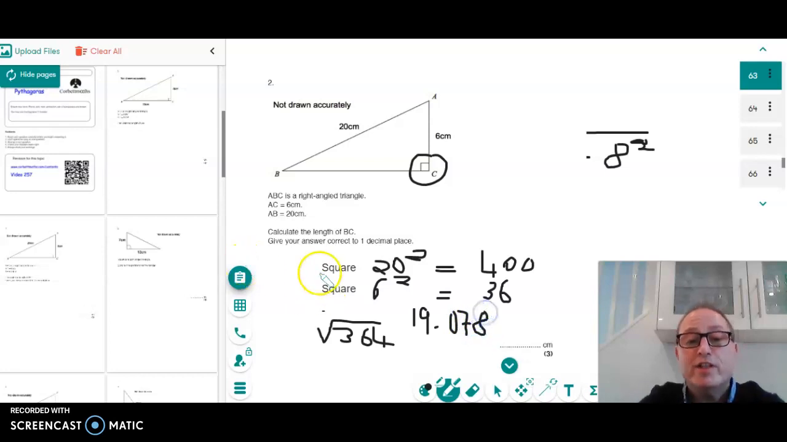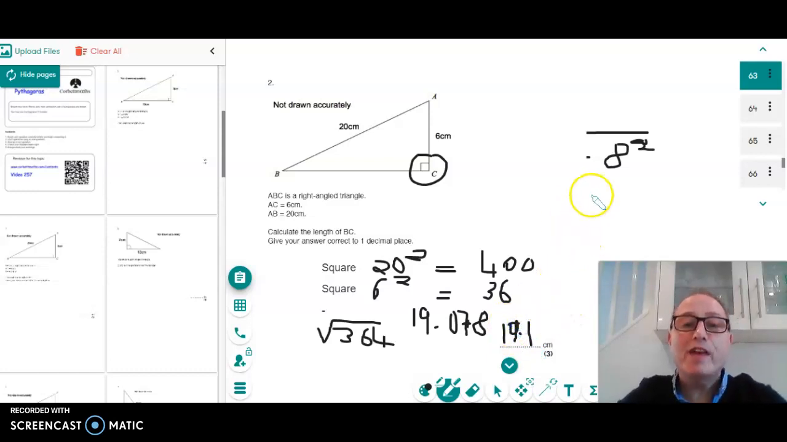19.078. And the question asks us to give our answer to 1 decimal place. So that means we have to look at the number after the point, and then the next number. Now, if that number is 5 or greater, then the 0 will become a 1. So the answer correct to 1 decimal place will be 19.1 centimeters. There we go. Thumbs up if that's okay.